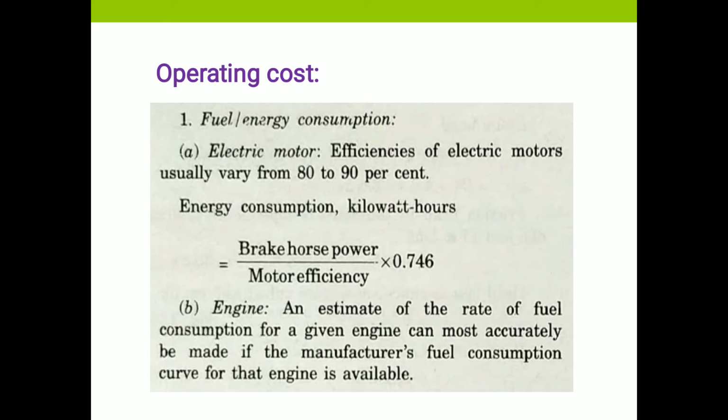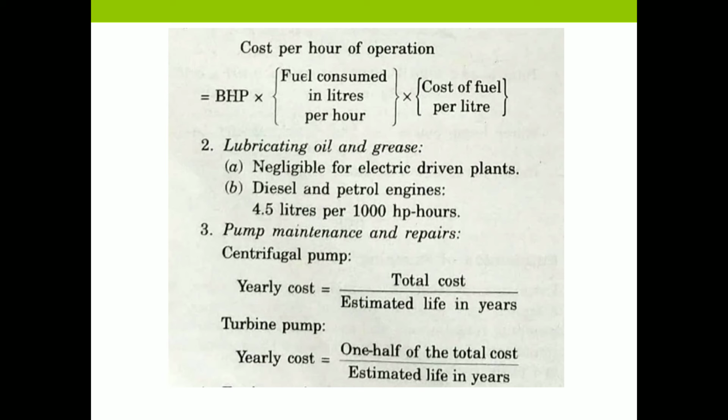Second is the engine. An estimate of the rate of fuel consumption for a given engine can be made most accurately if the manufacturer's fuel consumption curve for that engine is available. The approximate rate of fuel consumption of diesel engines, which are commonly used in irrigation pumping, is 0.23 liter per brake horsepower hour.